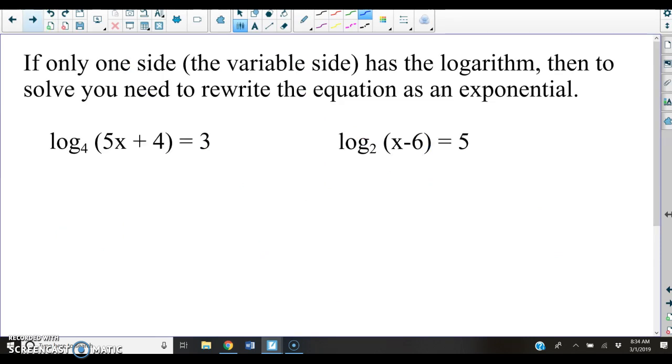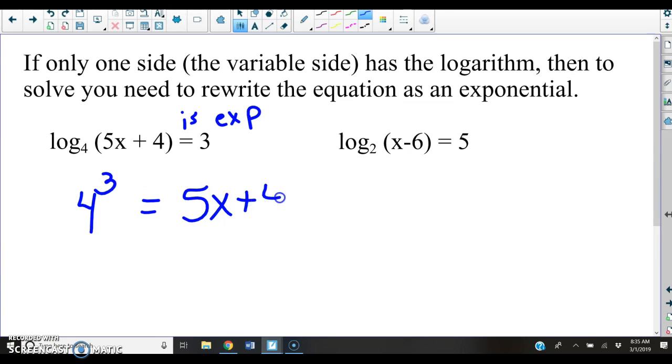Okay. The logarithmic equations you'll probably see more of have the logarithm on just one side or have a number that is not in a logarithm. Then you need to rewrite it as an exponential. So remember, a logarithm is an exponent for your base. So 4 to the third would equal the 5x plus 4.